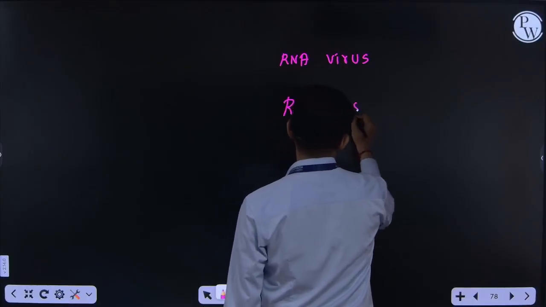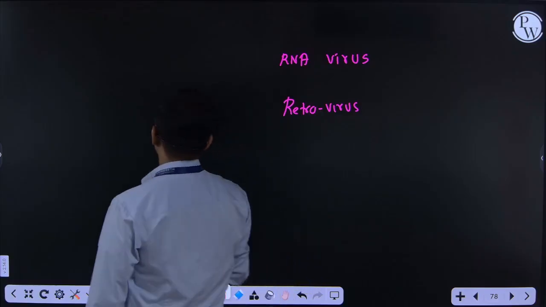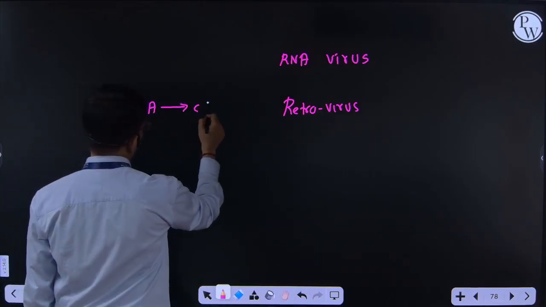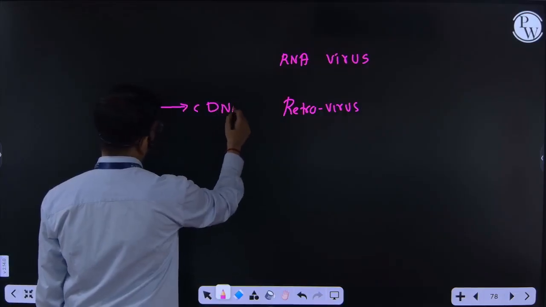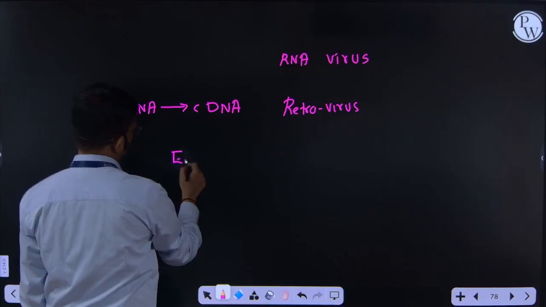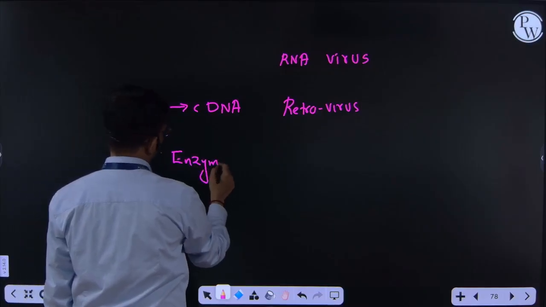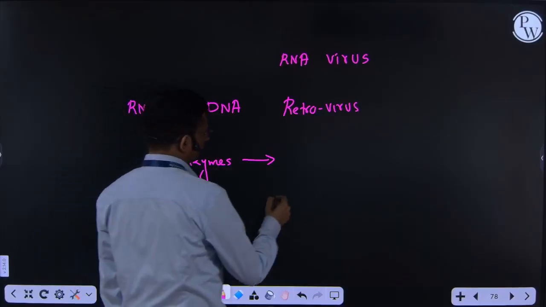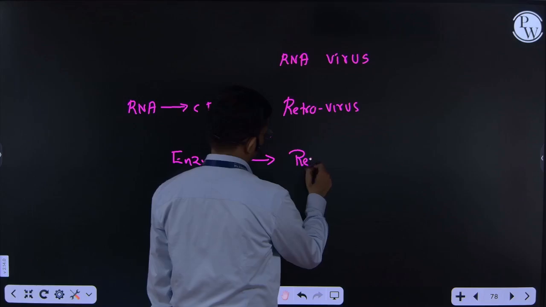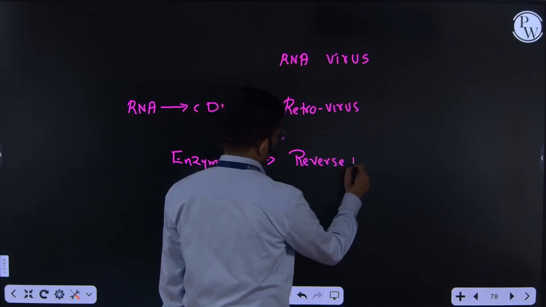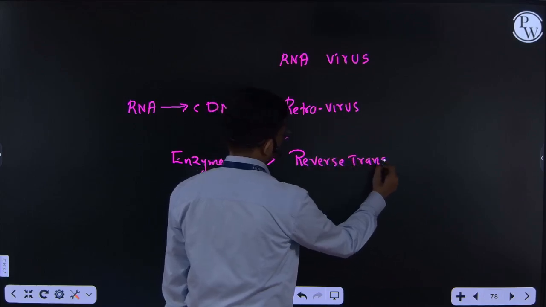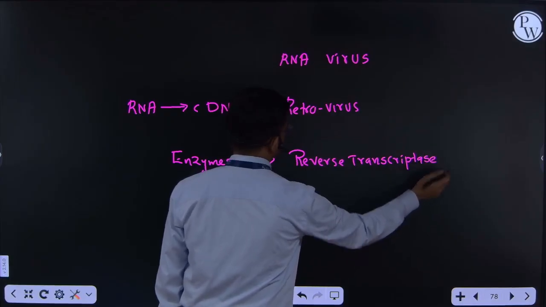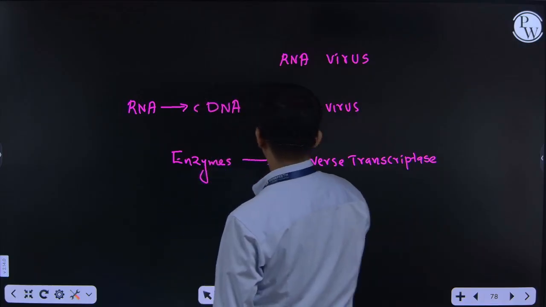Retrovirus means the RNA forms the complementary DNA. That's why it is a retrovirus. What are the enzymes present in this virus? One is reverse transcriptase. Reverse transcriptase enzyme is used for reverse transcription, RNA to complementary DNA.